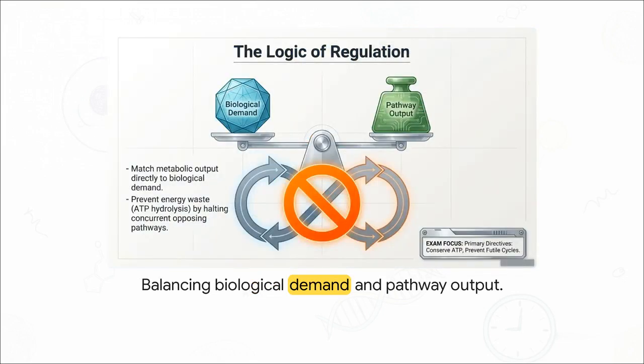And that brilliantly illustrates our first insider secret, our first major exam focus, if you will. The primary directive of a cell is to match its metabolic output directly to its biological demand. Notice how the physical scale here perfectly balances the two. The system is designed to prevent energy waste, specifically the burning of ATP. You absolutely cannot afford to build something up and break it down at the exact same time in what we call a futile cycle. Your cells are just too smart for that.